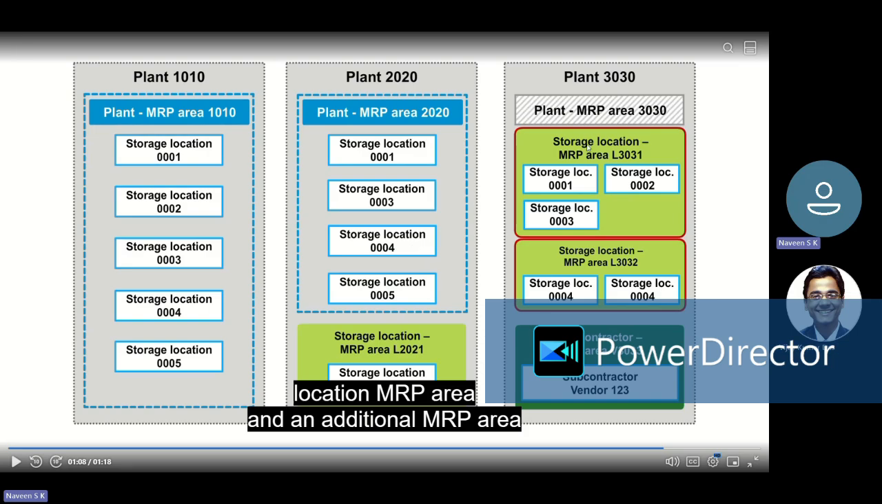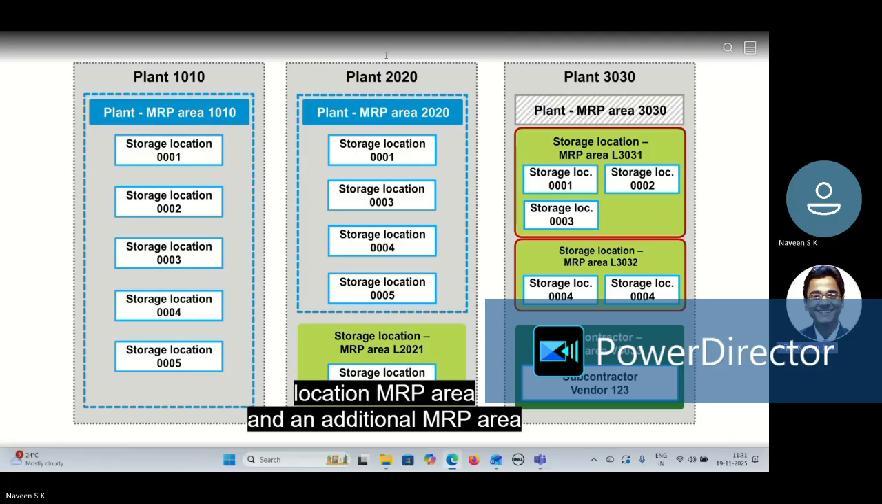Similarly, here you can see three storage locations we can set as one MRP area and the other two as another MRP area, then subcontracting as one MRP area. Like that we can create MRP areas according to the need and requirement. There is no restriction in that.